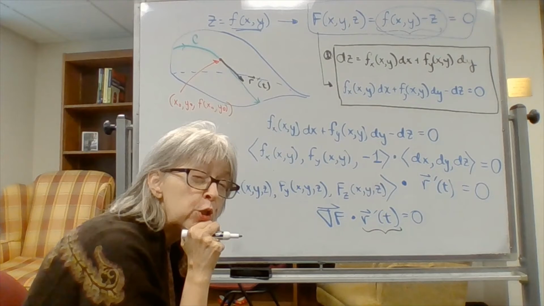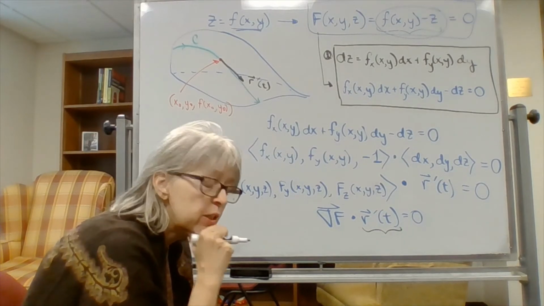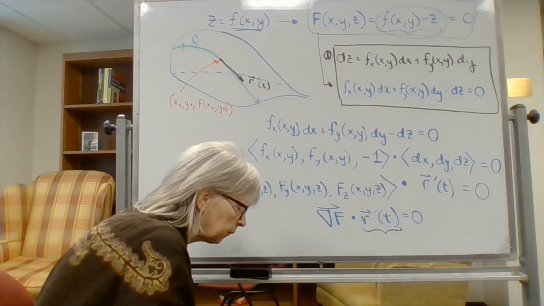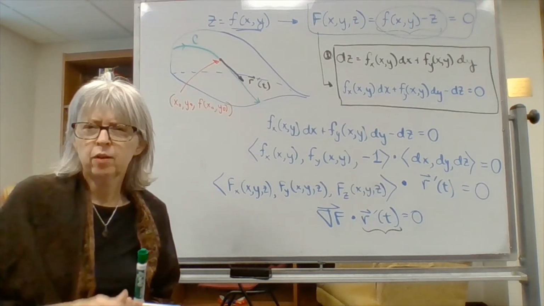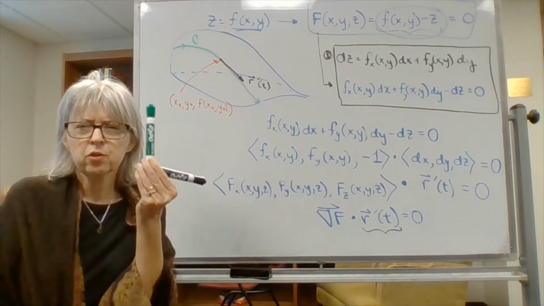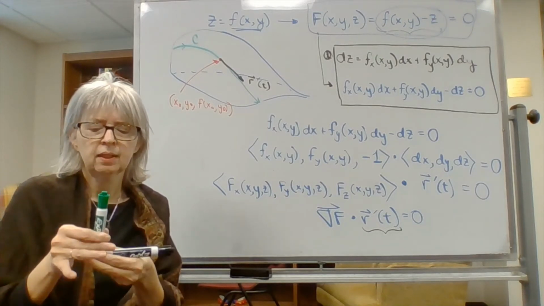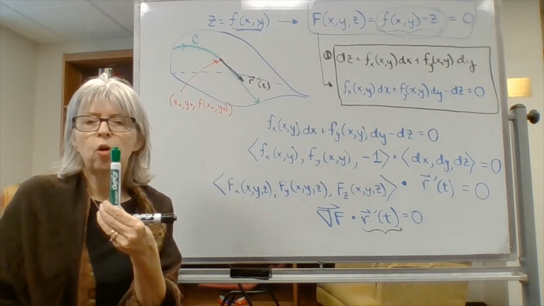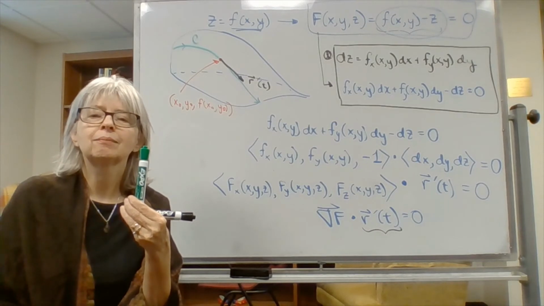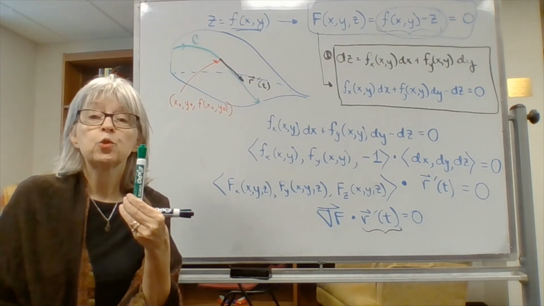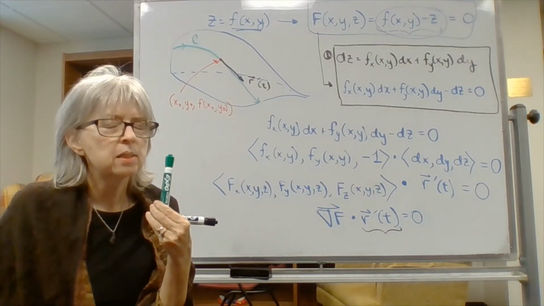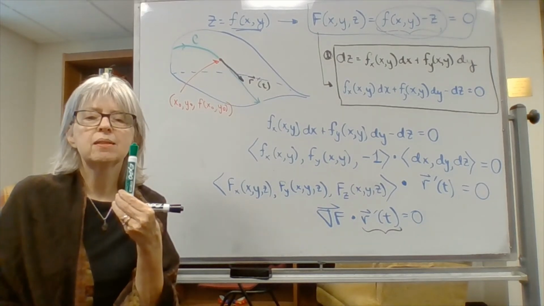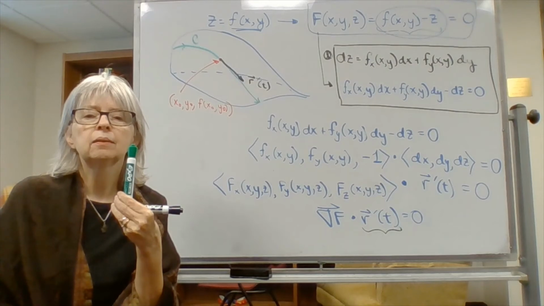And now I have two vectors whose dot product is 0. Two vectors whose dot product is 0, when neither of those vectors is the 0 vector, are orthogonal to each other. Two non-zero vectors whose dot product is 0 are orthogonal to each other.